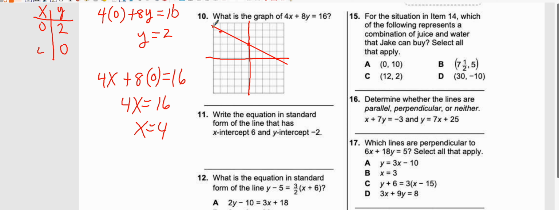Wouldn't you, with whatever line fix the formula, x and y, be able to take away 4x from each side, 8y equals negative 4x plus 16, and then divide by 8? That would be 1/2, negative 1. It would be negative 4, right? Negative 1/2 x plus 2.